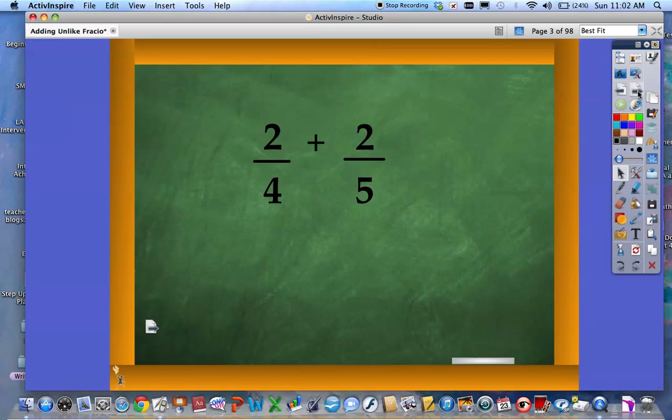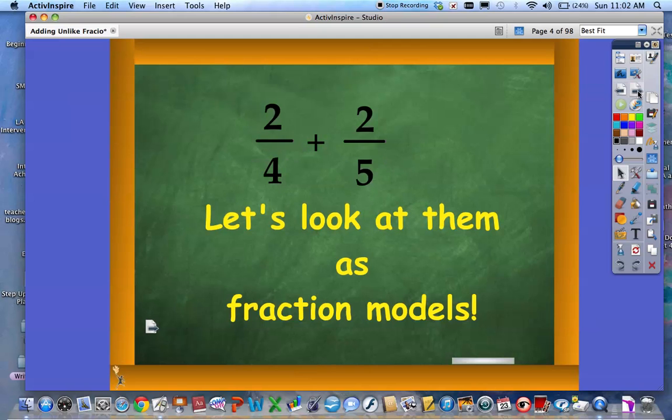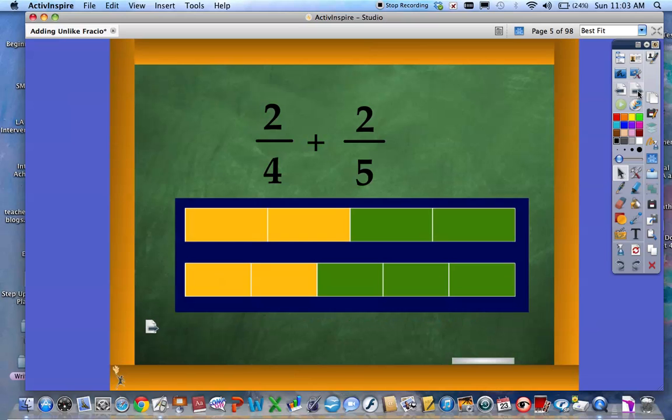So let's take a look at our first two fractions that we're going to try and add together, and they are 2/4 plus 2/5. And the first thing that you should notice about these fractions right away is that the denominators are not the same. So you're going to have to do something to make those denominators the same, because we know we can't add fractions with unlike denominators. They have different parts. We couldn't express them as fourths or fifths. Let's take a look at the model so we can better understand why we can't just add them together.